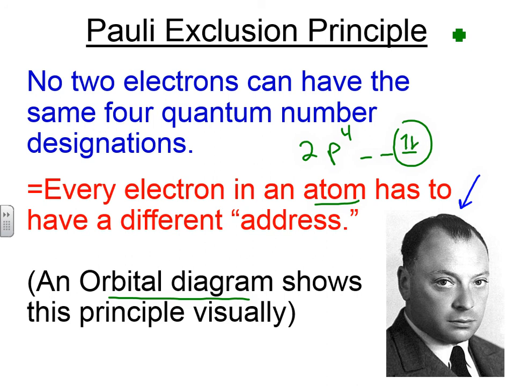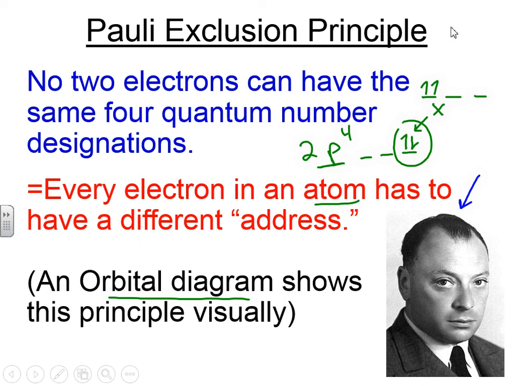So you cannot put all electrons in the same position. You will not be able to do this, for example. This would be wrong, because this violates the Pauli exclusion principle. You can't have two of the same electrons being in the exact same position. Every electron has its own address, has its own position in the atom.